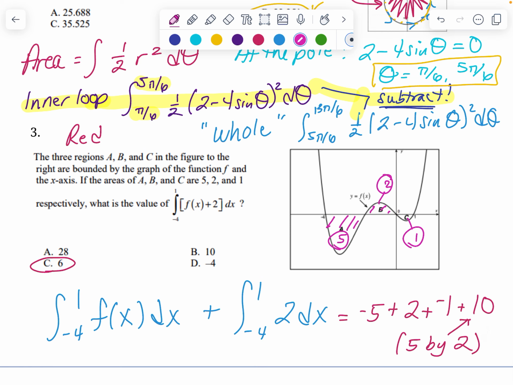I'm going to use my written out work, apparently, because that's what I scrolled to. And in this problem, this should be a very straightforward question. They tell you the areas of regions A, B, and C are those numbers respectively. I have drawn those in my picture.